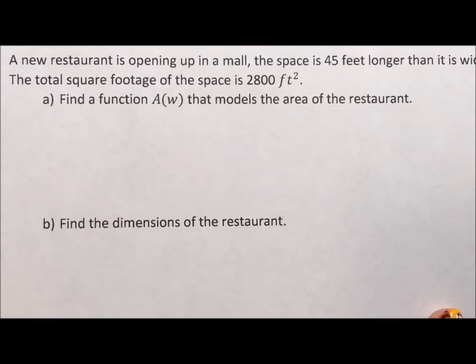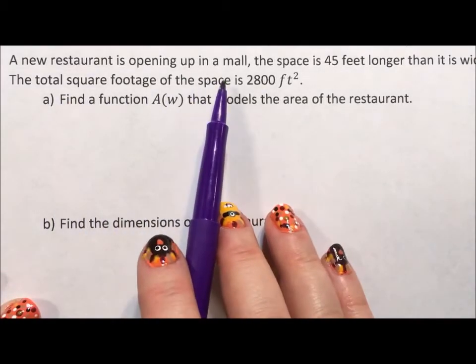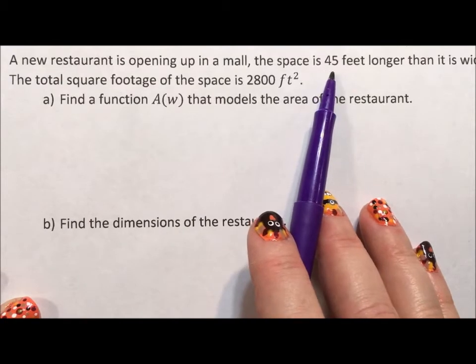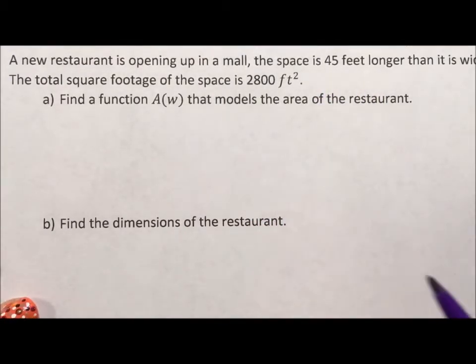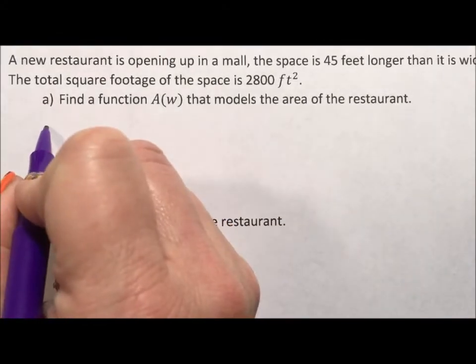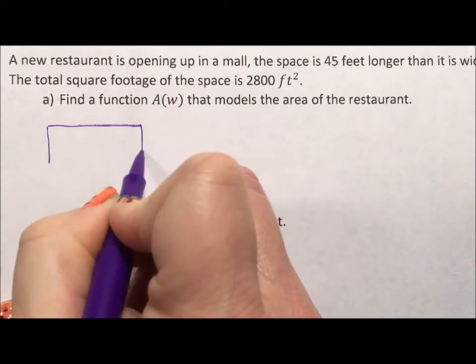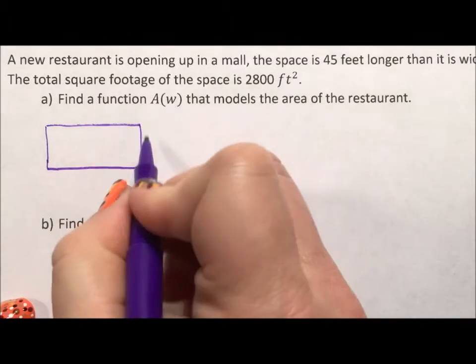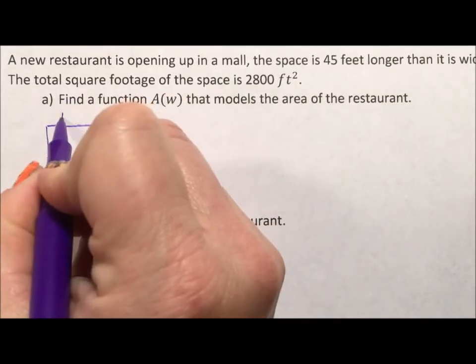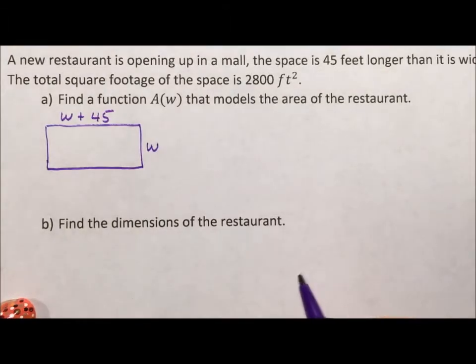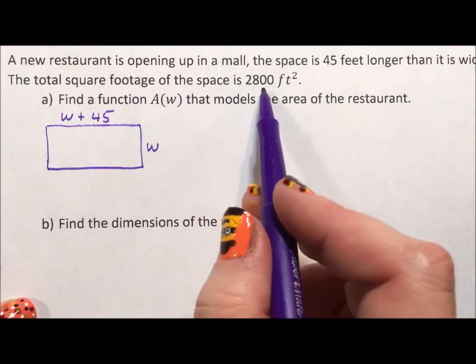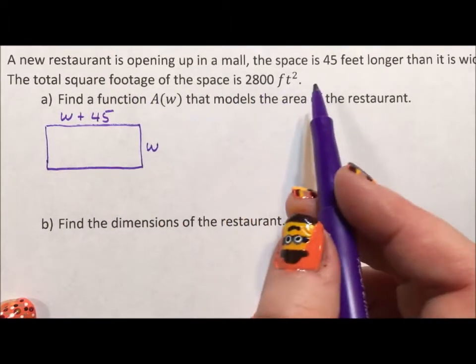Today I'm doing a series of videos on parabolas and quadratics and some of their applications. All right, it says a new restaurant is opening up in a mall. The space is 45 feet longer than it is wide. All right, so I'm a visual person. Imagine this thin little restaurant in the mall. Here is the width, and it is 45 feet longer. Okay. The total square footage is 2,800 square feet.